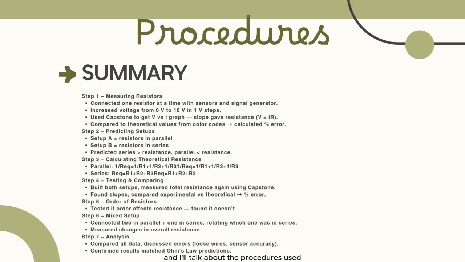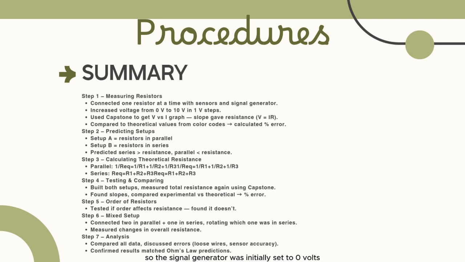And now I'll talk about the procedures used for this experiment. For step 1, measuring individual resistors, we began by connecting one resistor at a time in series with the current sensor and the signal generator, and in parallel with the voltage sensor.